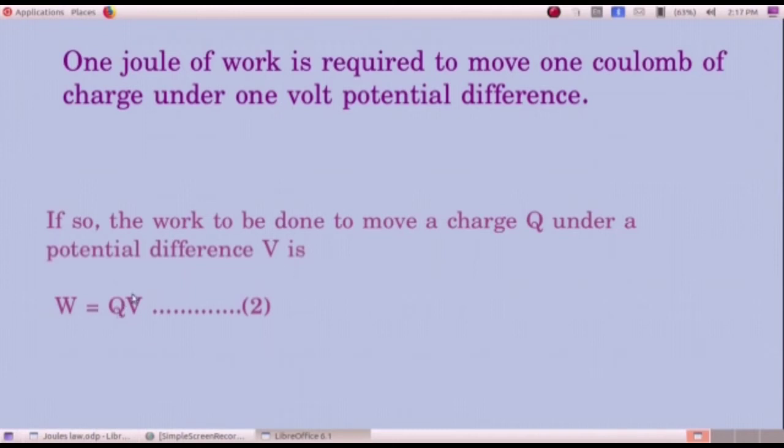Work done to move Q coulomb charge under a potential difference V, W is equal to Q into V. And that is taken as equation 2.